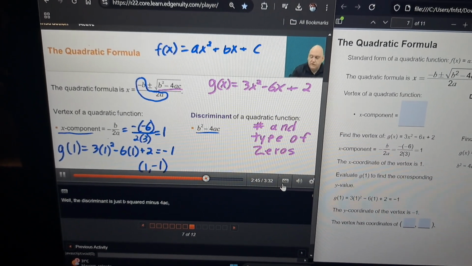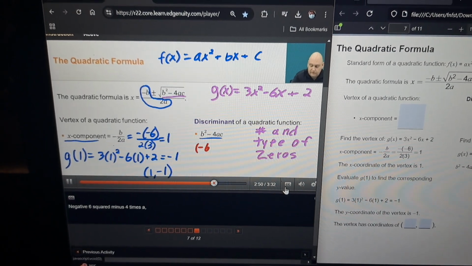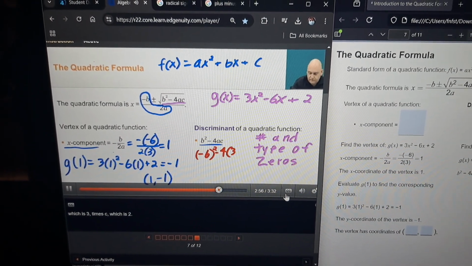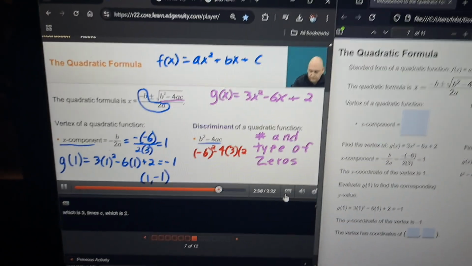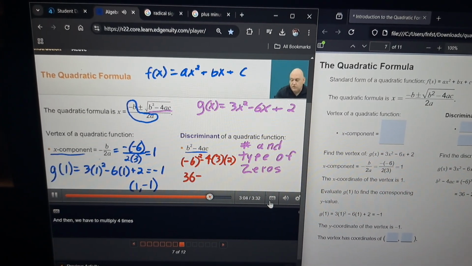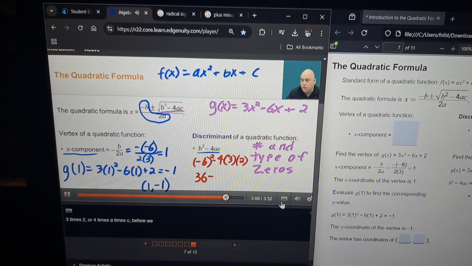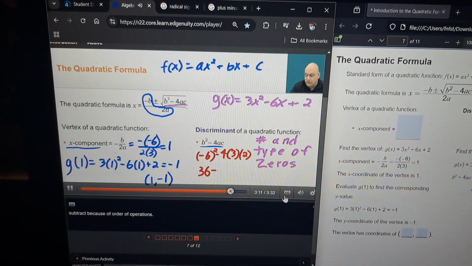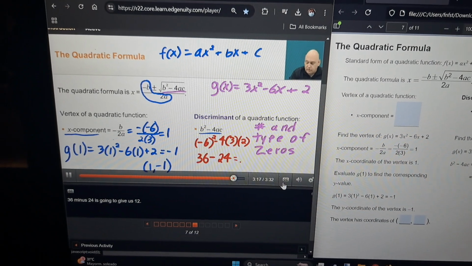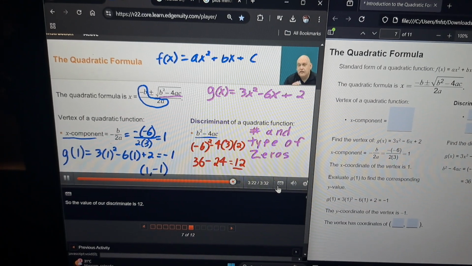Now the discriminant is just going to be b squared minus 4ac, so let's plug stuff in. Negative 6 squared minus 4 times a, which is 3, times c, which is 2. Negative 6 squared gives us 36. Then we have to multiply 4 times 3 times 2, or 4 times a times c, and subtract because of order of operations. 4 times 3 times 2 gives us 24. 36 minus 24 is going to give us 12, so the value of the discriminant is 12.